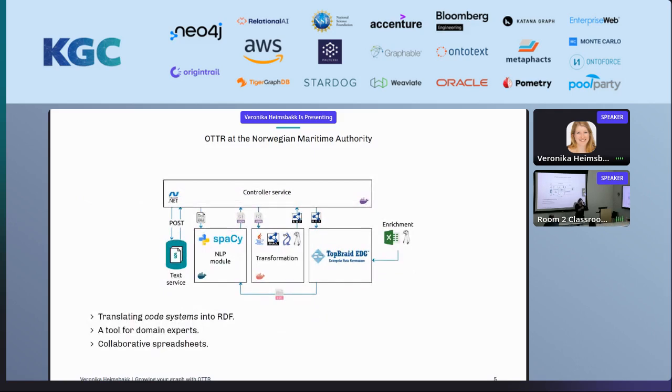So what we do is translating so-called code systems into RDF. And we are using tools for domain experts, and every single person behind a desk at the office knows Excel, I suppose, apart from me. But that's another story. Everyone is familiar with Excel. And we also use these collaborative spreadsheets on Teams so that domain experts can work together on information.